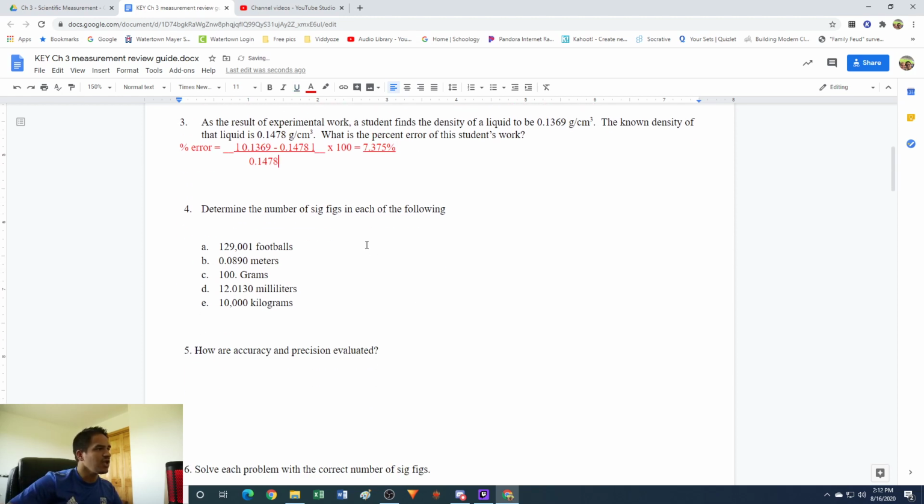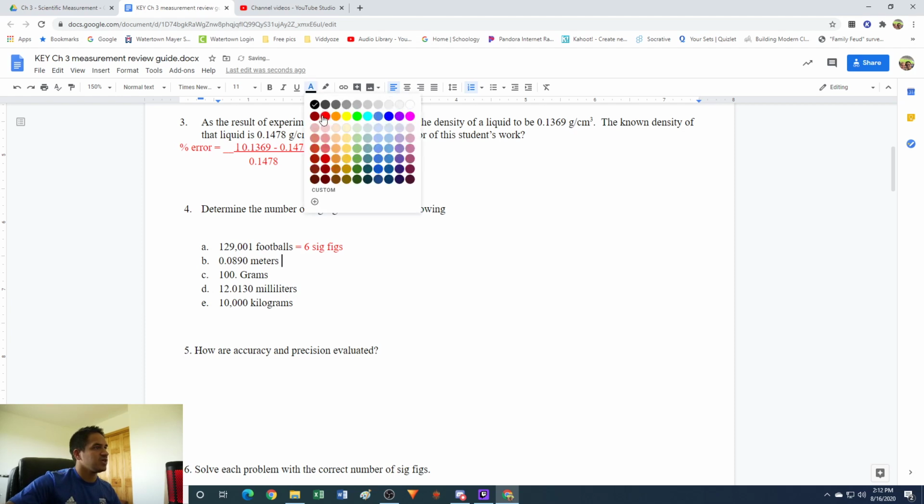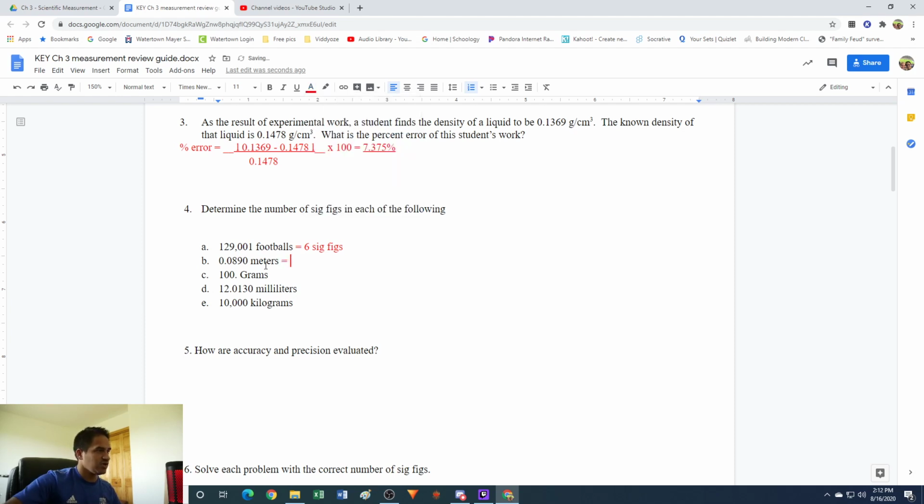Okay, number 4, determine the number of sig figs in each of the following. All right, so we're just counting sig figs. The first one is not a decimal, so all of these non-zeros count: 1, 2, 9, and 1, so there's 4 sig figs. Then these 2 zeros, which are sandwiched, count as well, which means this one has a total of 6 sig figs. Letter B, this one is a decimal, so we're going to count starting from the left. We move our way in, and the first digit we hit that's not a 0 is the 8. Everything after that automatically counts, so that is 3 sig figs.